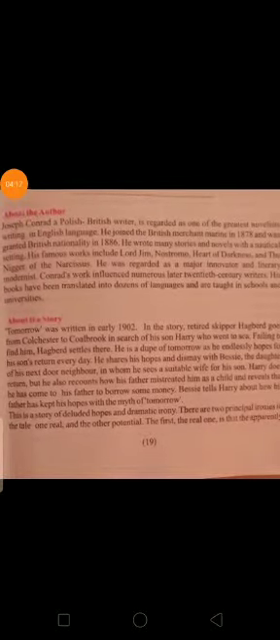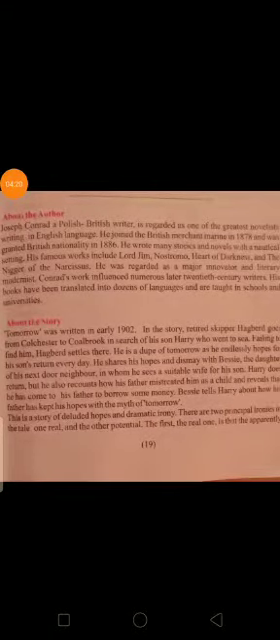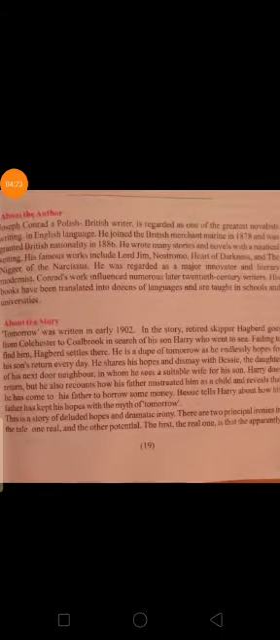This story is about a retired major from a navy company. There was a man whose name was Hagbert. Here Hagbert is the central character, the main protagonist, the hero of this story. In this story, retired skipper Hagbert goes from Colchester to Colebrook in search of his son Harry, who went to sea.